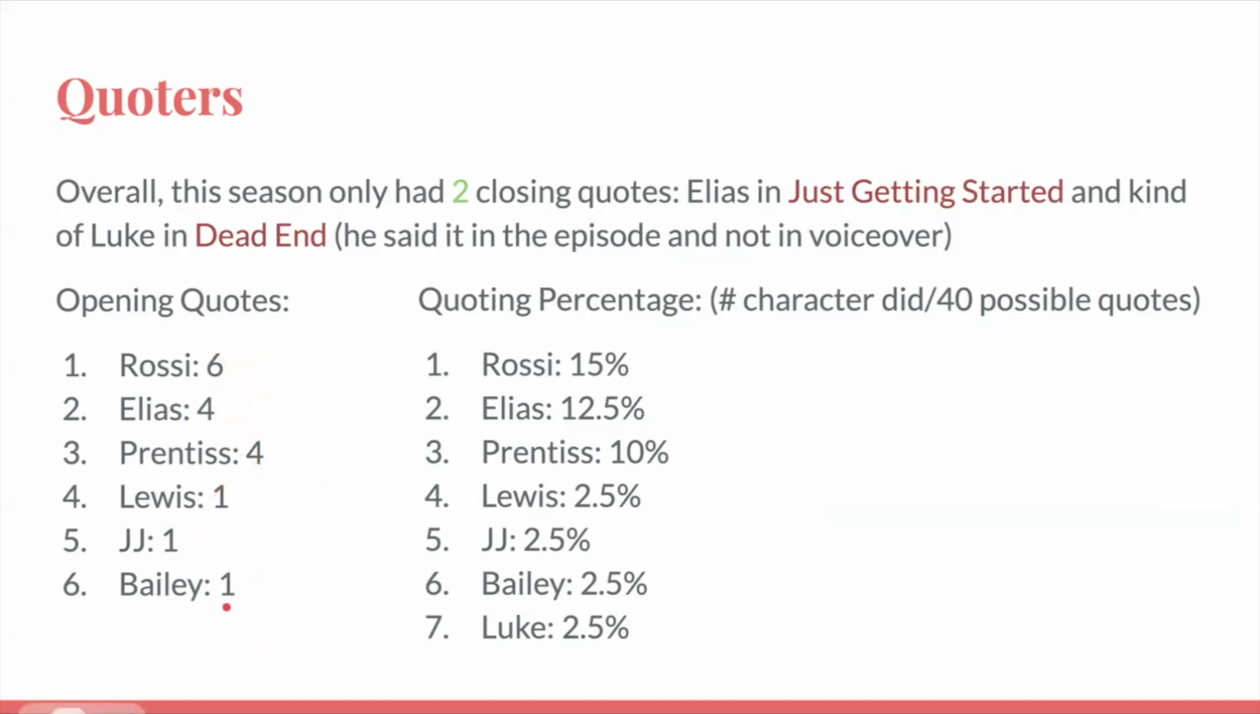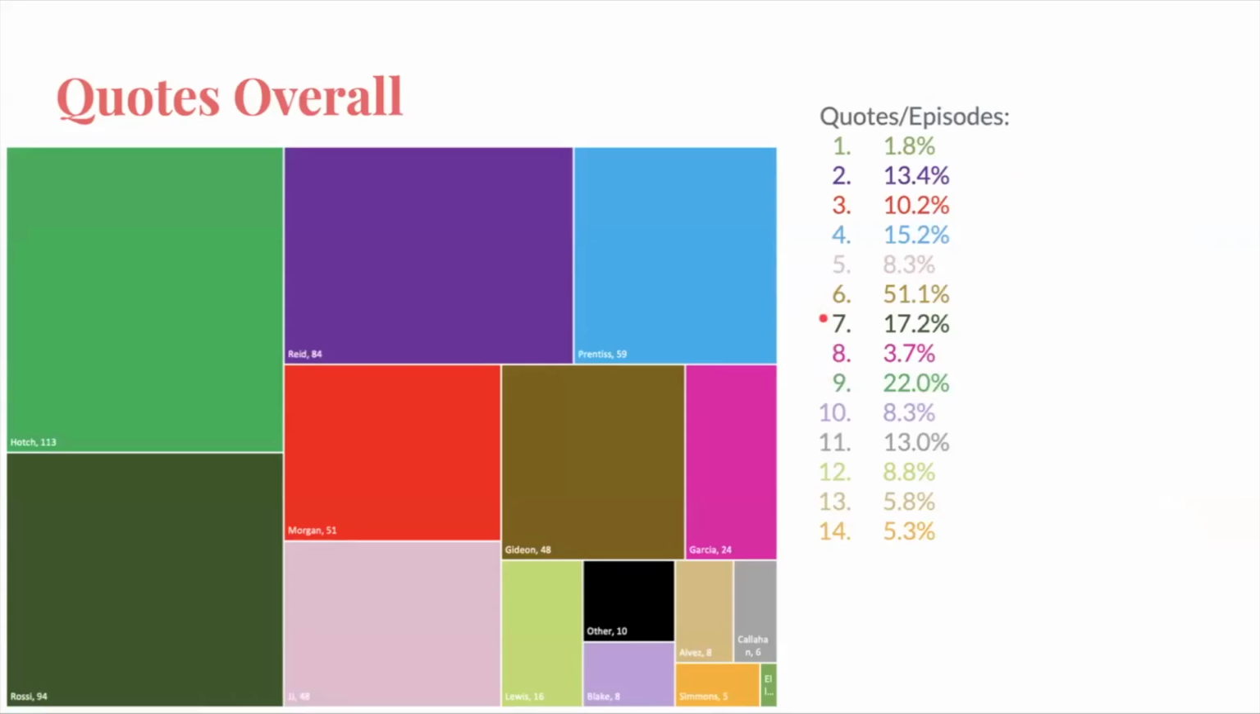And for the quoting percentage, I took the number of quotes the character said, opening and closing, out of 40 possible quotes they could have done. That's not actually how many there were, that's just possible. And so Rossi had 15% of them. All right, I jumped back to my original slideshow for the original run, and these are the quoting percentages.